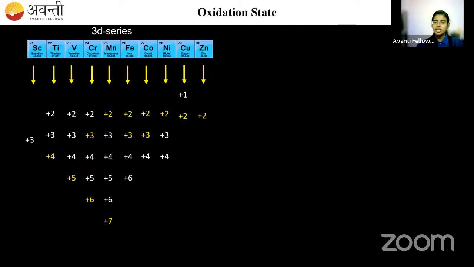It is one of the very important properties which we have to keep in mind about D block elements. D block elements exhibit variable oxidation state. The exceptions are scandium and zinc, so they cannot exhibit variable oxidation state. Variable oxidation state means different oxidation states, multiple oxidation states.